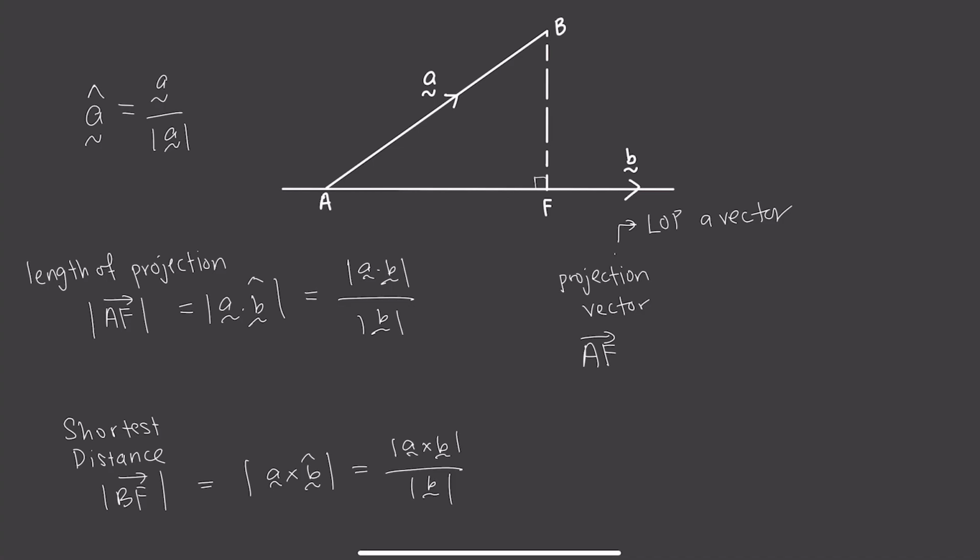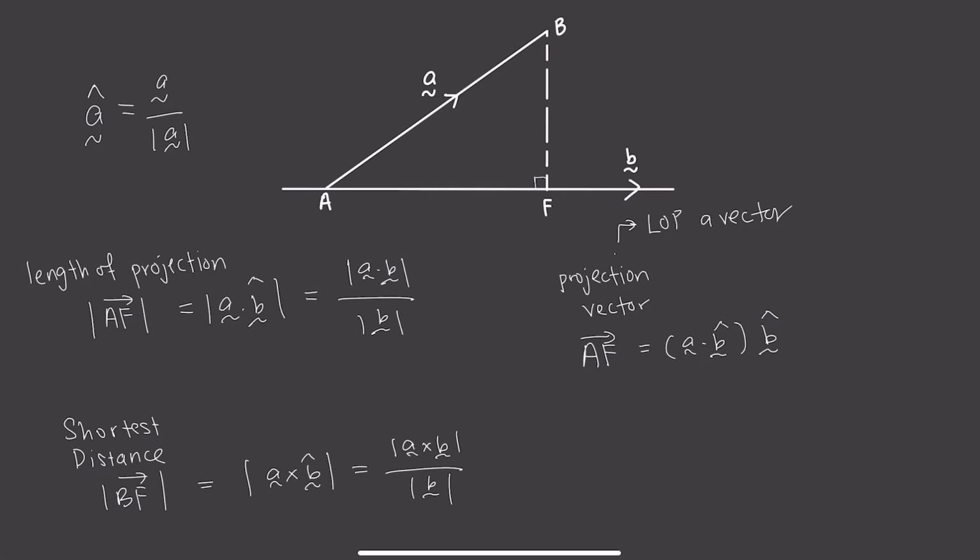Lastly, projection vector. Many students may not understand what the projection vector is, but essentially, you can think of projection vector as giving the length of projection a vector. So if our length of projection is the modulus of AF, then our projection vector is just the vector AF. To find our projection vector, we just need to use the formula of our length of projection, which is A dot B hat, and we add the unit vector of B behind it.